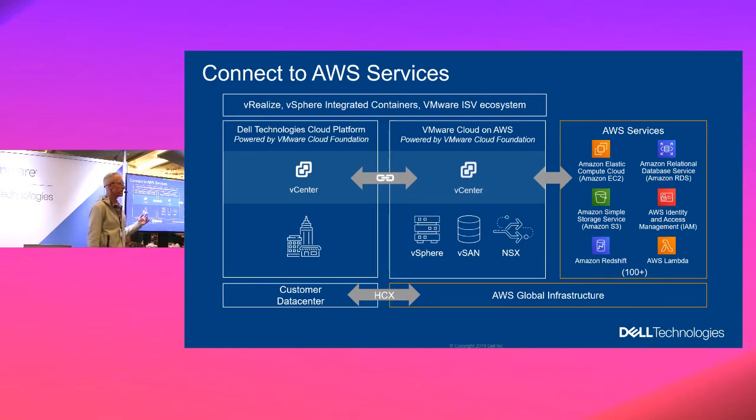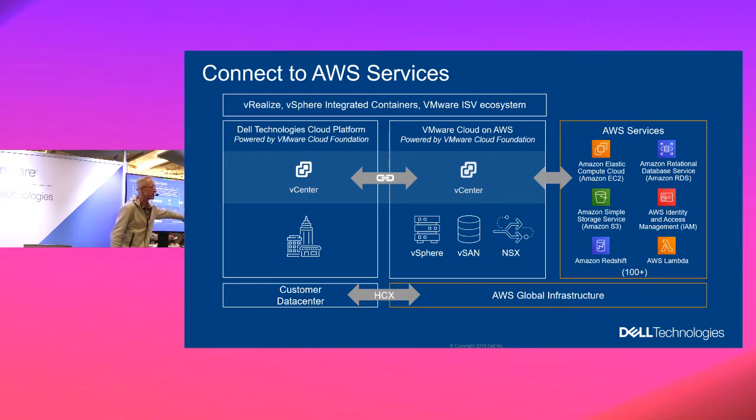And what that does is that gives you the ability to actually move your applications without modifying those applications from your premises into Amazon and back again with the simplicity of vMotion or HCX. So we're going to talk specifically, and I'm going to give you a quick demonstration of workload migration between VMC on AWS and on-prem private cloud infrastructure. I'll show you what that looks like.